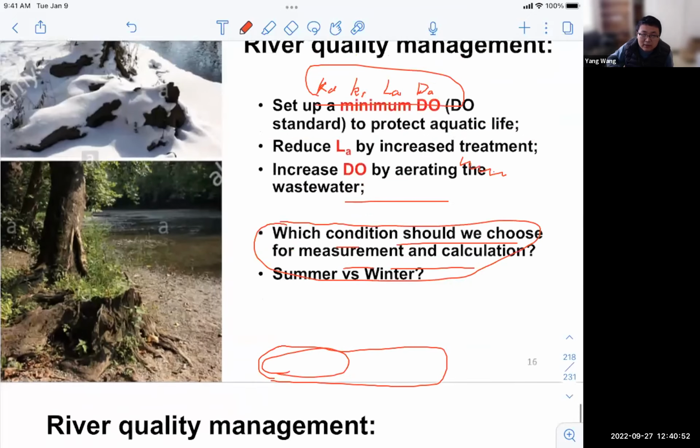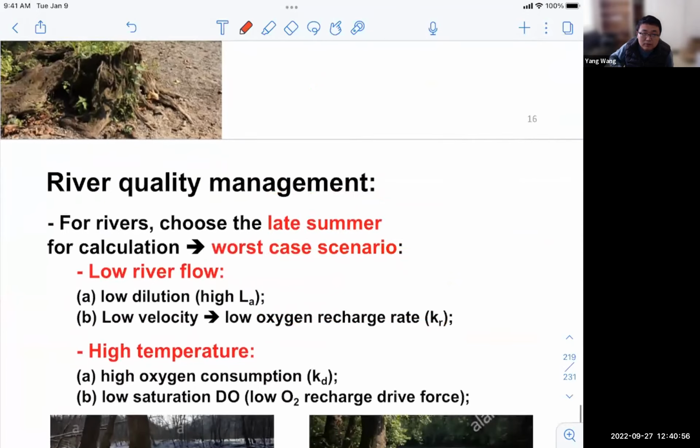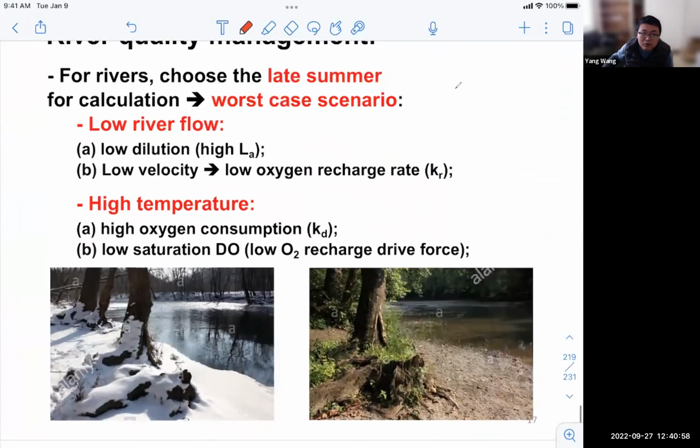The reason is that during the summertime, you are going to have a much lower river flow because of evaporation. So if you think back to, let's say, a wide river, during the summertime, because of evaporation, the flow rate will become much lower. If you have a lower flow rate, then the dilution of these organics will be lower. So basically, you're going to have more organics in the river.